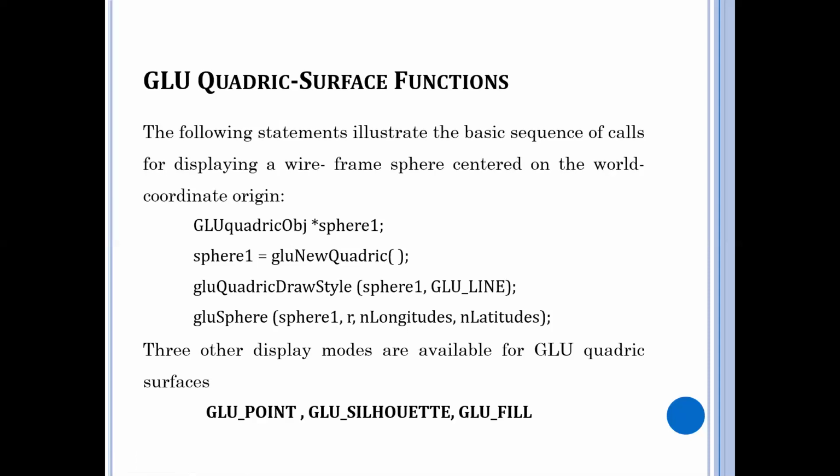Next, GLU silhouette generates a quadratic surface that will not contain shared edges between 2 coplanar polygon facets. That means if I have 2 polygons, then the edges will not be shared between the polygons. Next, I have the GLU fill, wherein the quadratic surface is displayed as patches of filled area.